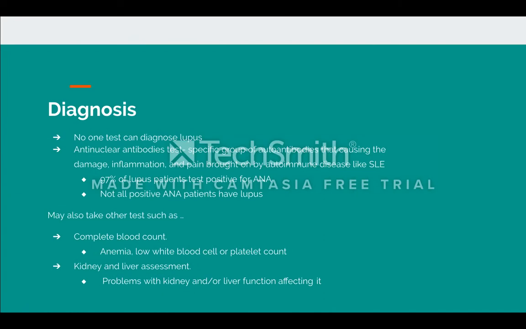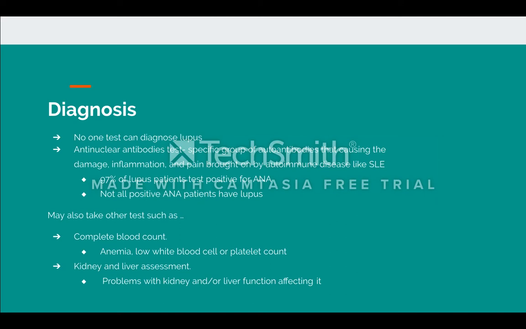Diagnosis. No one test can diagnose lupus. There are many different tests for that. The various tests are dependent on the specific organs that the lupus may be affecting, depending on the patient. One major test that most will have to take is the anti-nuclear antibodies test.